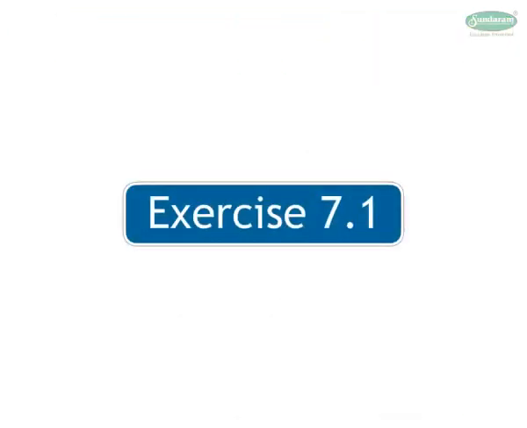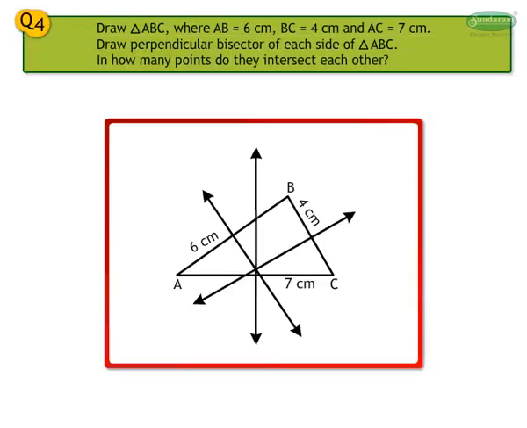Let us now solve the exercise 7.1 problems 4, 5 and 6 for further practice. 4. Draw triangle ABC where AB is equal to 6 centimeters, BC is equal to 4 centimeters and AC is equal to 7 centimeters. Draw perpendicular bisector of each side of triangle ABC. In how many points do they intersect each other?